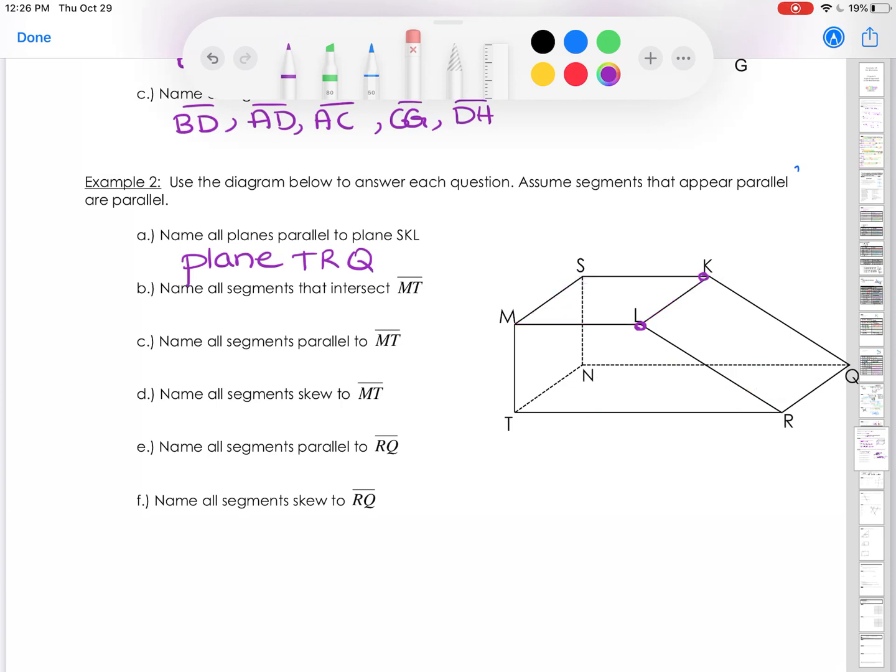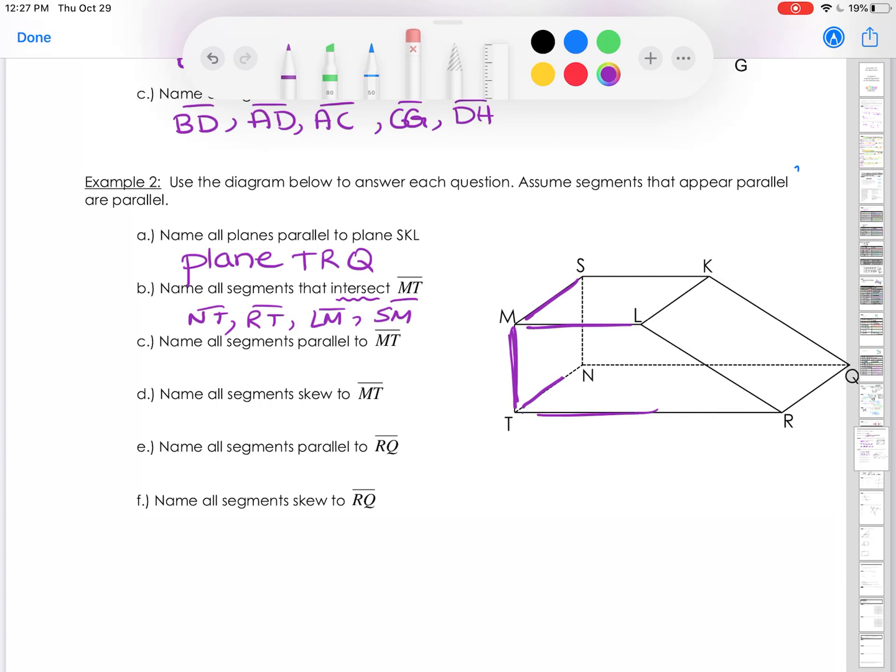Next, we want to name all of the segments that are parallel to MT. Okay, so MT is here on the left, intersect. I apologize, read the wrong one. Intersect is the ones that touch it. So that would be NT, that would be RT, that would be LM, and that would be SM.